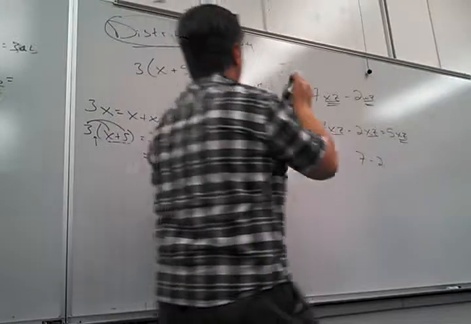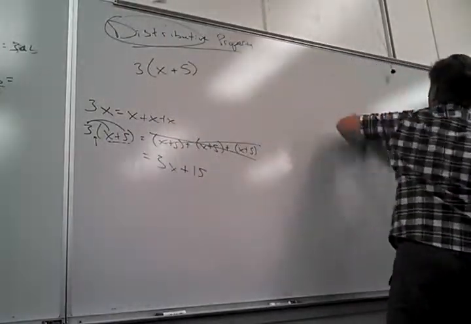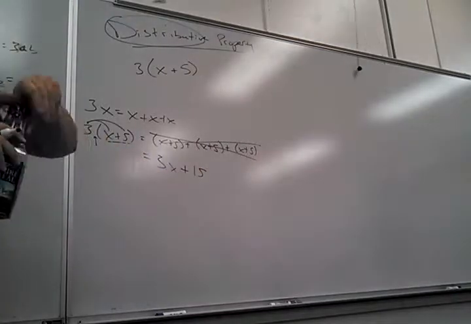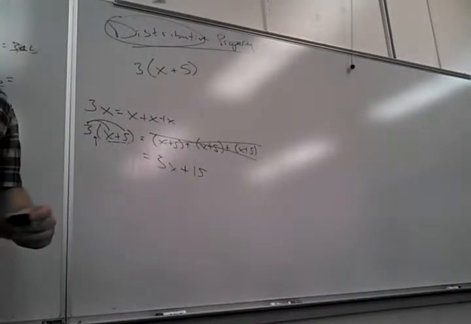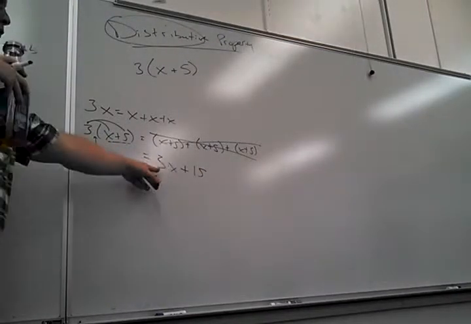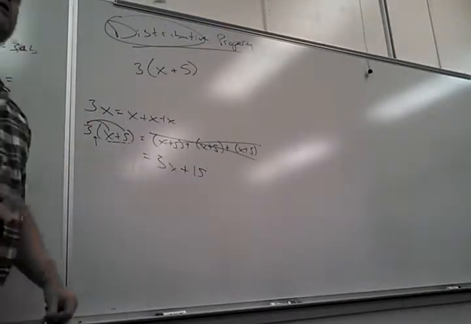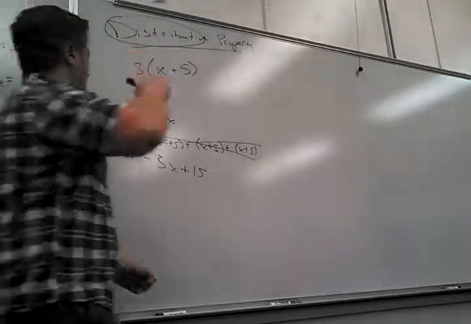So, for another example, real quick. Well, wouldn't the x count as 1x? Of course, sure. And what's 3 times 1? 3. So it becomes 3x. You with me? Okay.